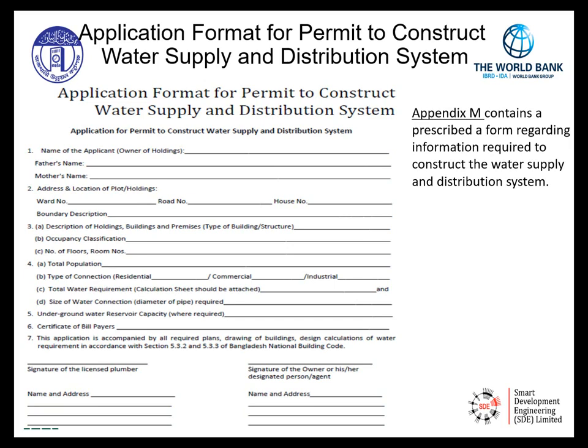There is also a requirement in 3B for the occupancy classification, and in 3C, the number of floors and room numbers. 4A gives us a line item for the total population. 4B, type of connection, residential, commercial, or industrial. 4C, total water requirement, and indicated here, calculation sheet should be attached.